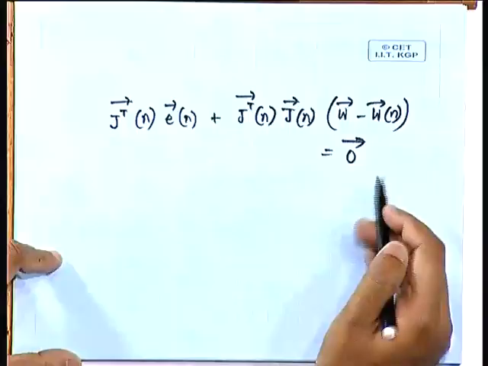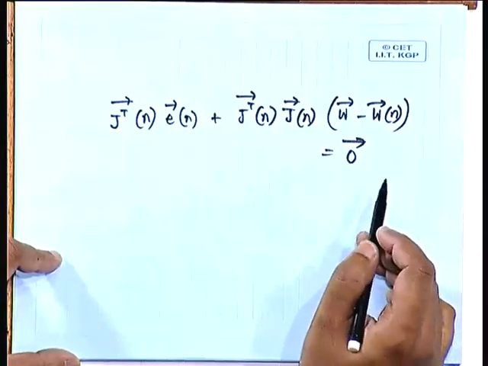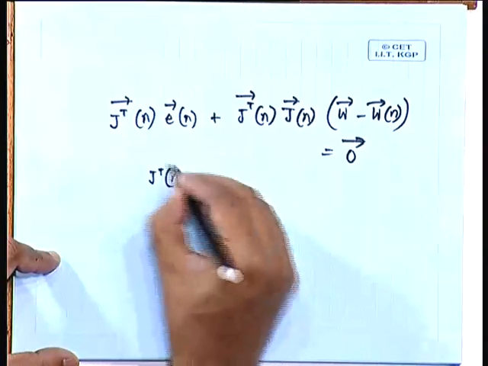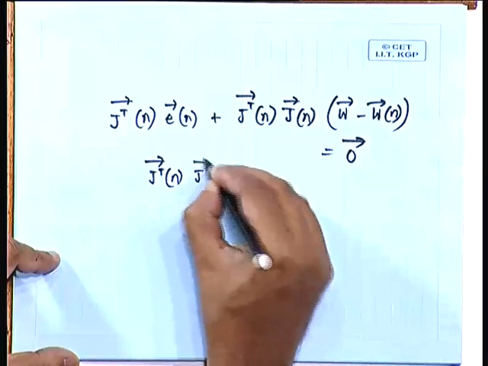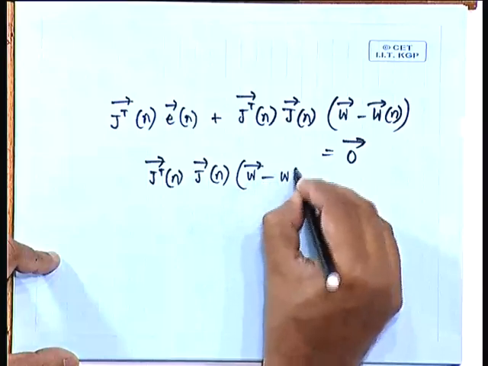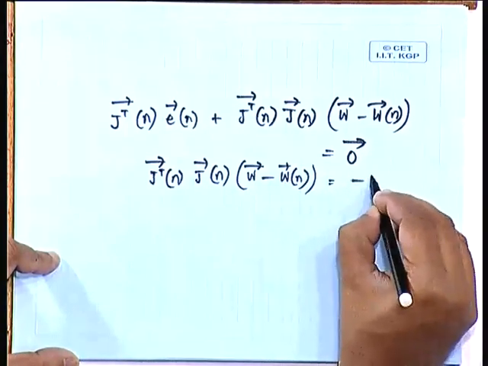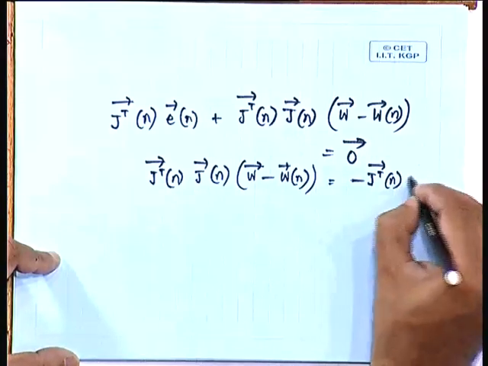Is it okay? So, that means if we now take this on the right hand side, then we are going to get J transpose n J n, okay, multiplied by W minus W n, okay, that is going to be minus of J transpose n E n.